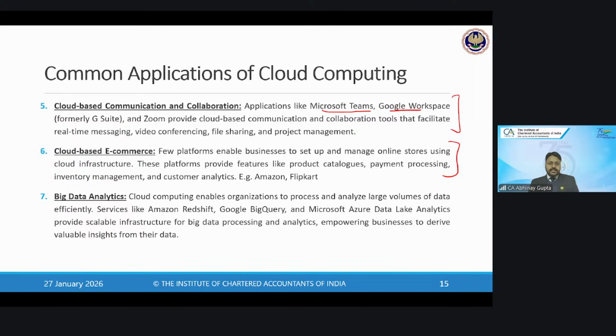Big data analytics. So Google BigQuery, Microsoft Azure Data Lake Analytics. So all these apps are simply helping us to do some analytics, right? So everything, whatever we do through the Internet of Things or the Internet, is cloud computing.